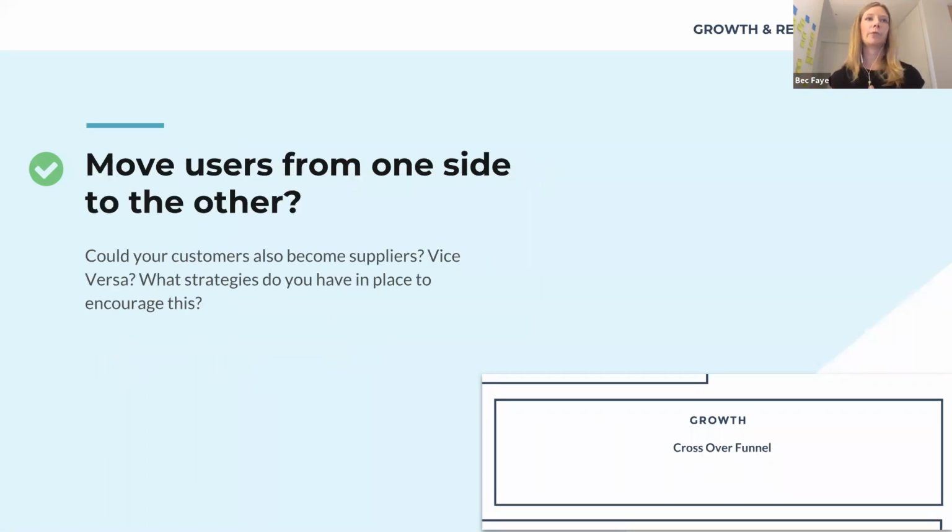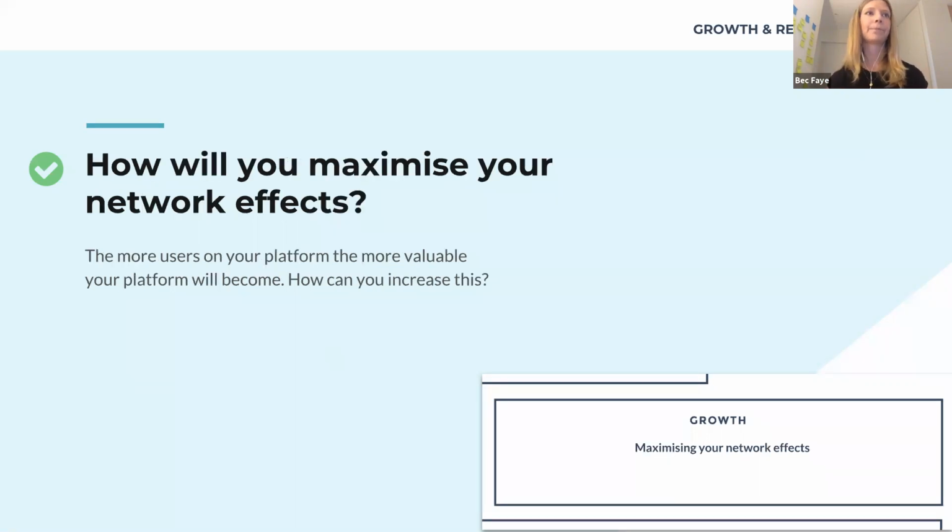Now, how do you move users from one side to the other? By this I mean, for those customers that are using your platform, how do you convert them into suppliers and vice versa? And having a strategy in place. At the end of the day, it's going to be a lot easier marketing and converting somebody who's already familiar with your brand and your platform. So what strategies do you have in place to encourage them to transfer over to the other side and become more engaged within your platform?